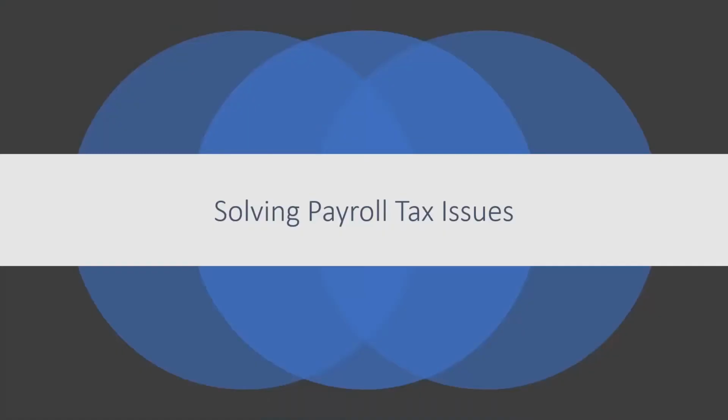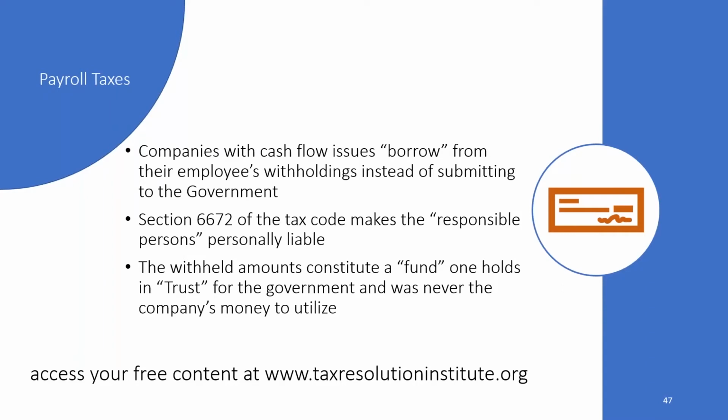Let's talk now about solving payroll tax issues. What's the easiest way to get a loan? Don't pay 40% of your payroll. That happened a lot in 2008, 9, 10, 11, in that area, when banks weren't lending at all.